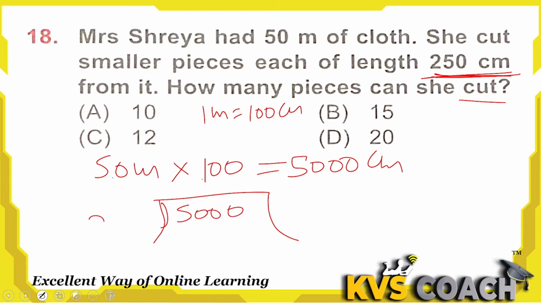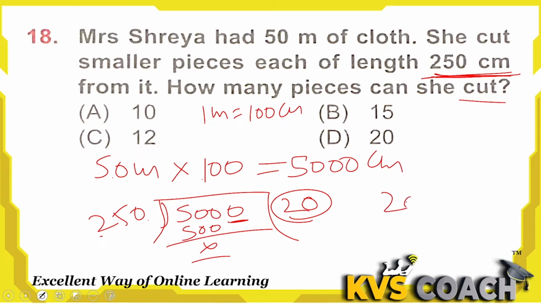5000 divided by 250. Here 25 twos are 500. Okay, 0 is left here, so we will put 0 here. So she can cut 20 such clothes of 250 centimeters from the cloth of 5000 centimeters, and of the size 250 centimeter she can cut 20 clothes. D is the right answer here.